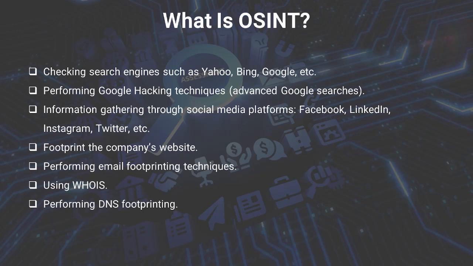We can simply start by checking search engines such as Yahoo, Bing, Google, and any other search engines out there about our target. So, to put it simply, we can just go on Google and search for our target organization and see what the search results reveal to us. We can even perform Google hacking techniques, or what some persons might call Google dorking, which is pretty much using advanced Google searches to look for specific information about a target.